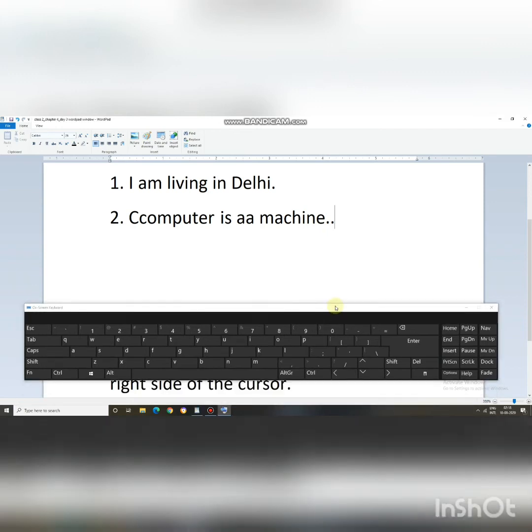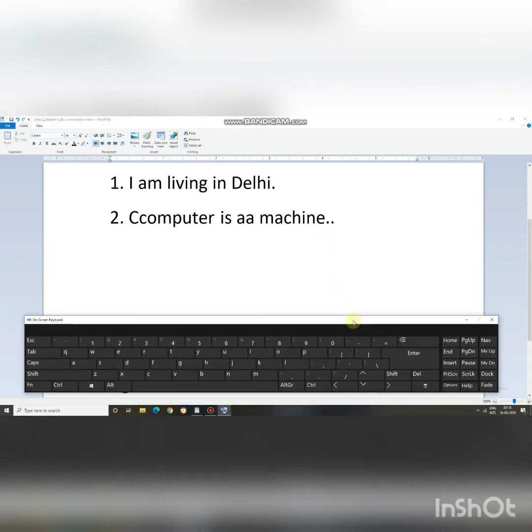Now, where is the cursor? Over here. I'll use the left arrow cursor and want to delete the full stop. So I use what? A backspace key. Remember, a backspace key helps you to erase the letters, the numbers, the special characters from the left hand side.